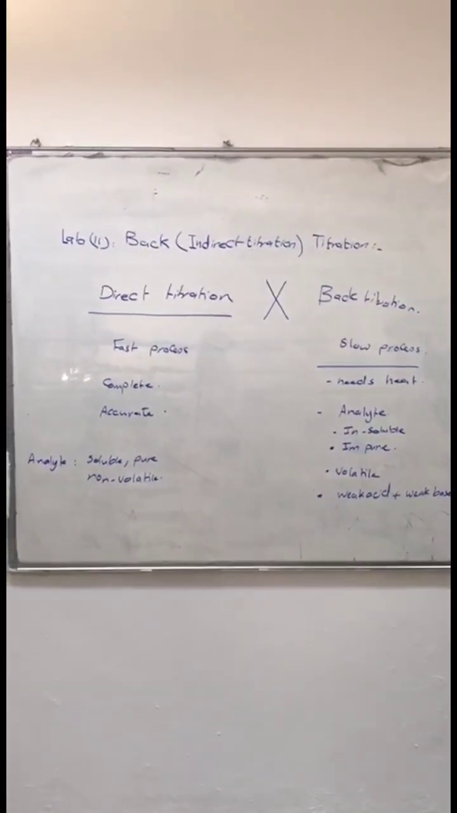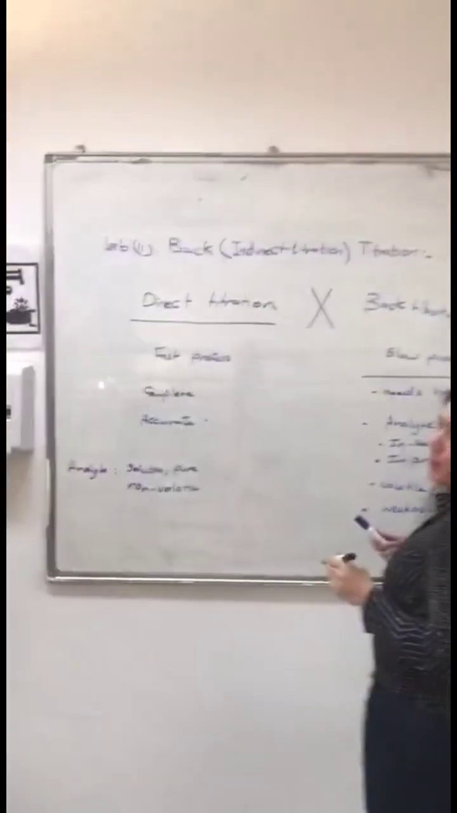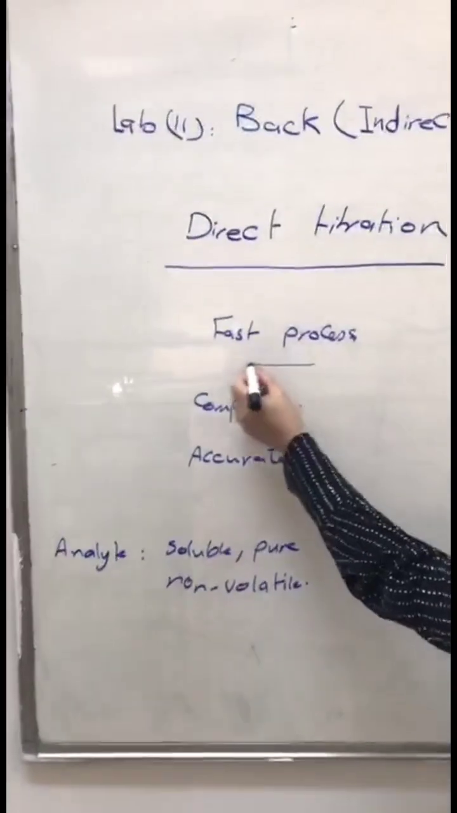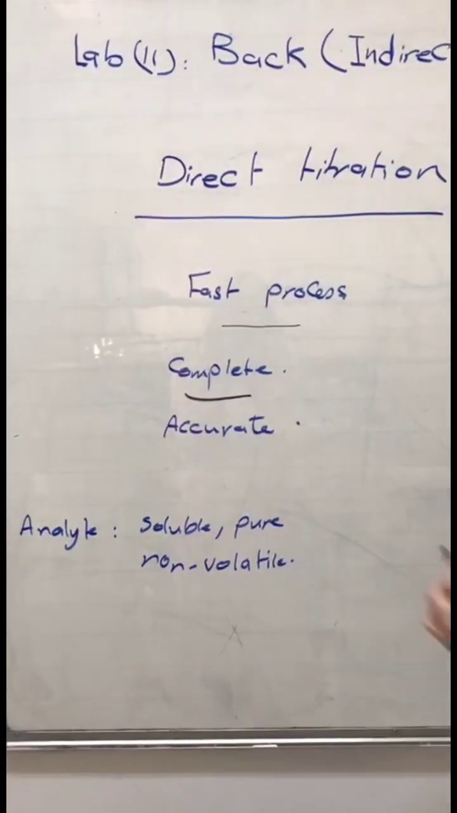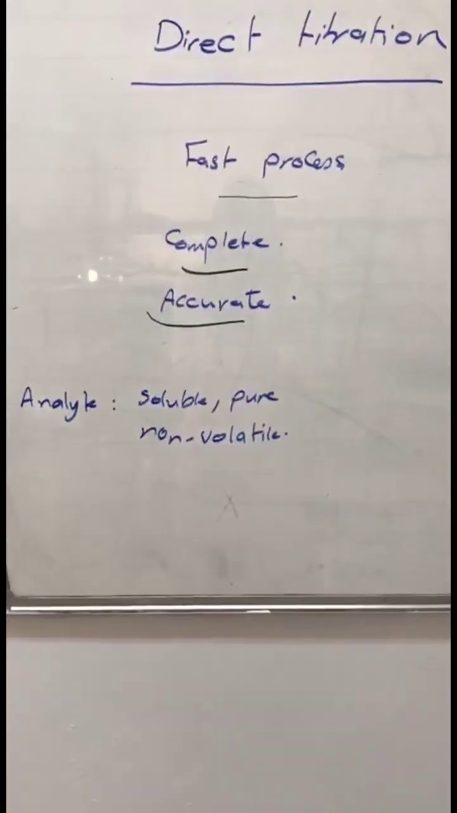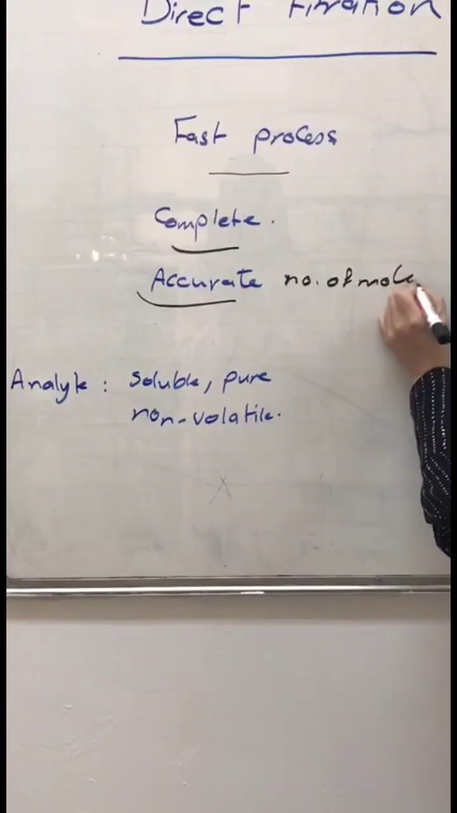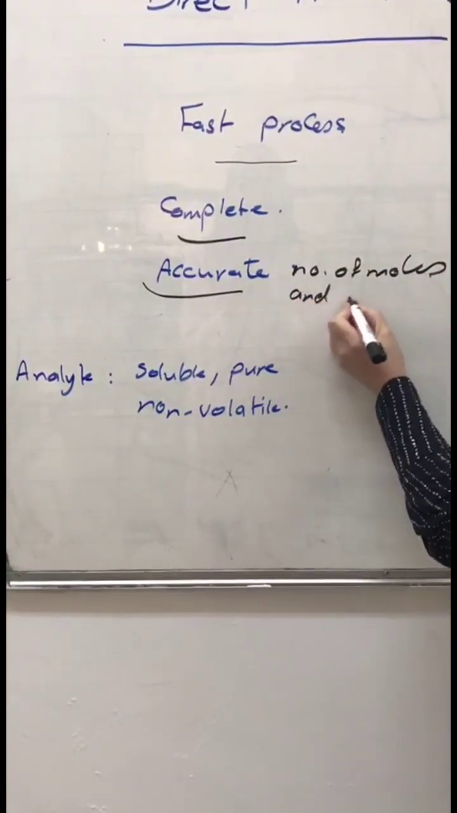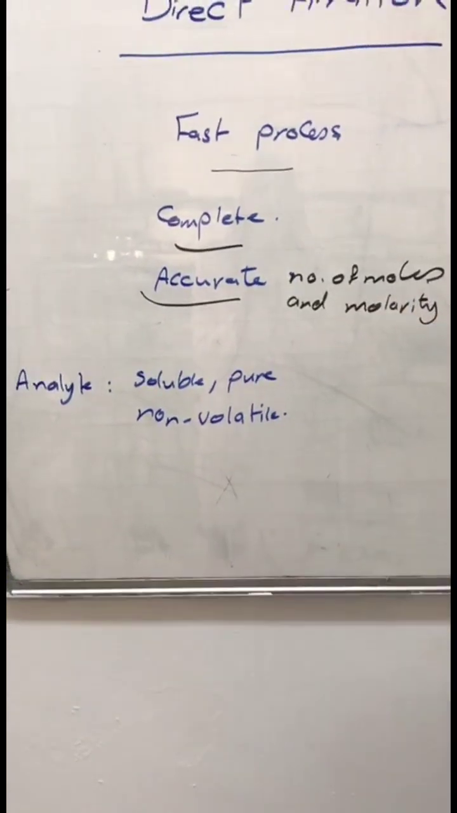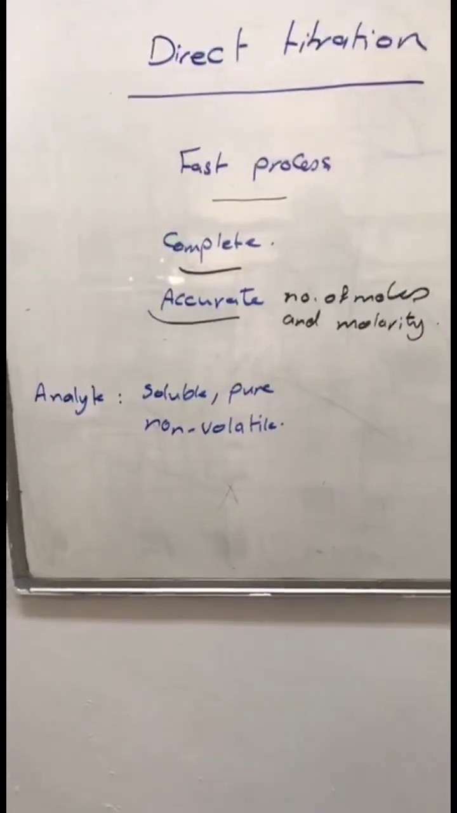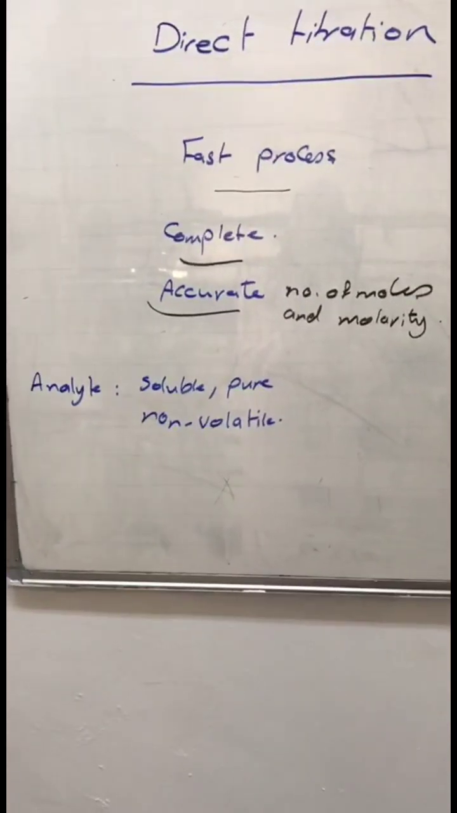For the direct titration, if I want to describe this process, it is a fast process, complete, ends with product, accurate, so we can calculate the number of moles and molarity. And the analyte used in the direct titration must be soluble, pure, and non-volatile.